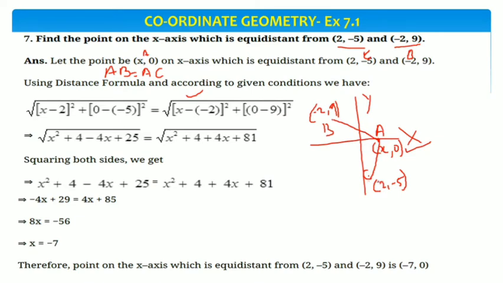So subtract both the x coordinate, (x minus 2) whole square, plus then subtract the y coordinate, so 0 minus of minus 5 will be (0 plus 5) whole square, and we will get this condition here. And as they are equal, we will put an equal to sign. Now we have to solve this equation to get the value for x.